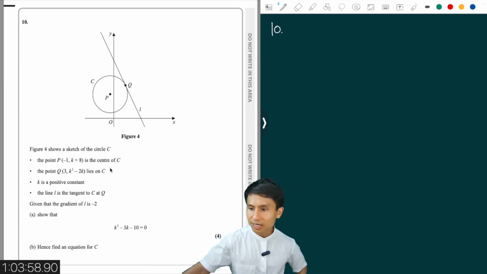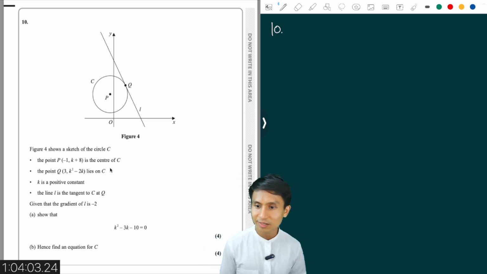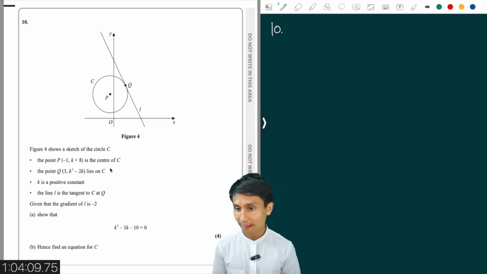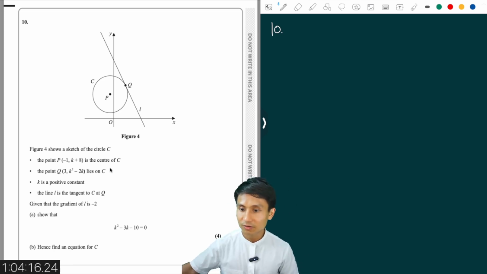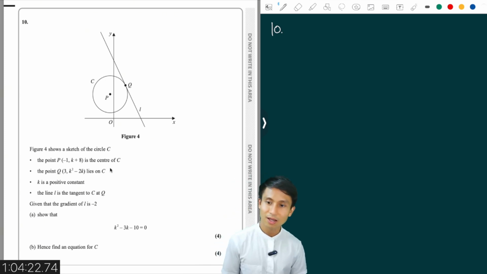Figure 4 shows a sketch of the circle C. The point P is the center. The point Q is on the line L. K is a positive constant. Line L is the tangent to C at Q. Given that the gradient of L is -2, show that k squared minus 3k minus 10 equals 0.